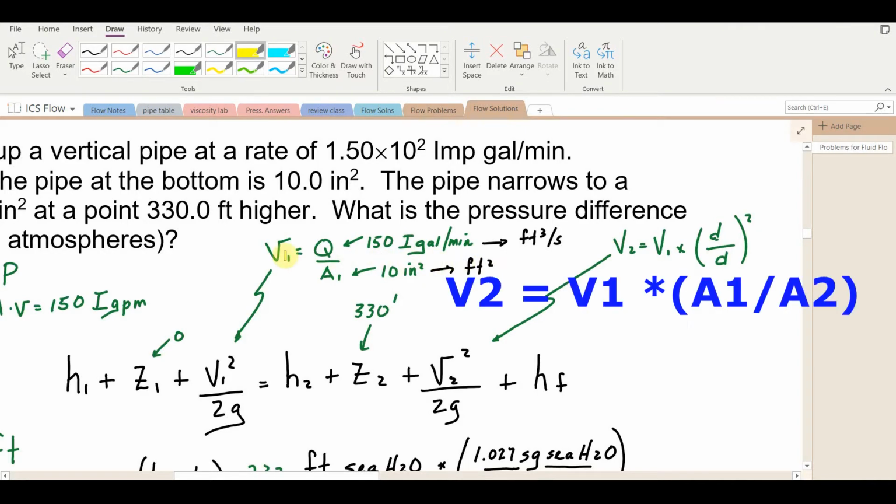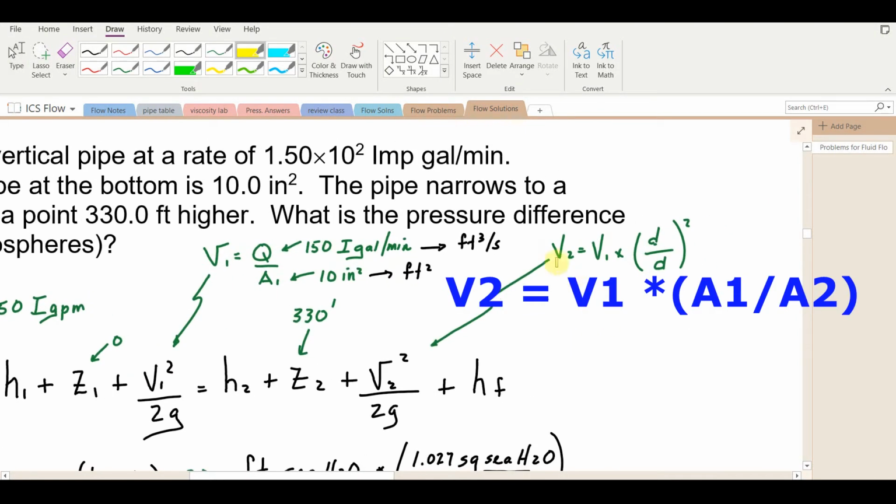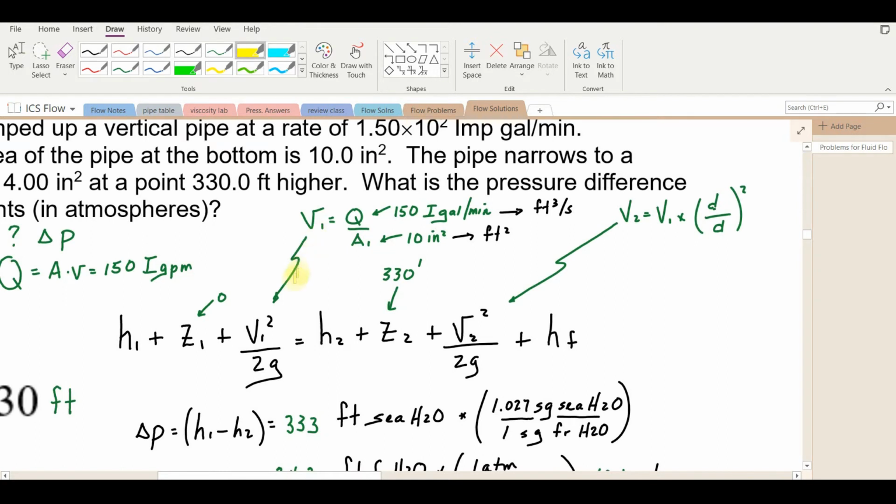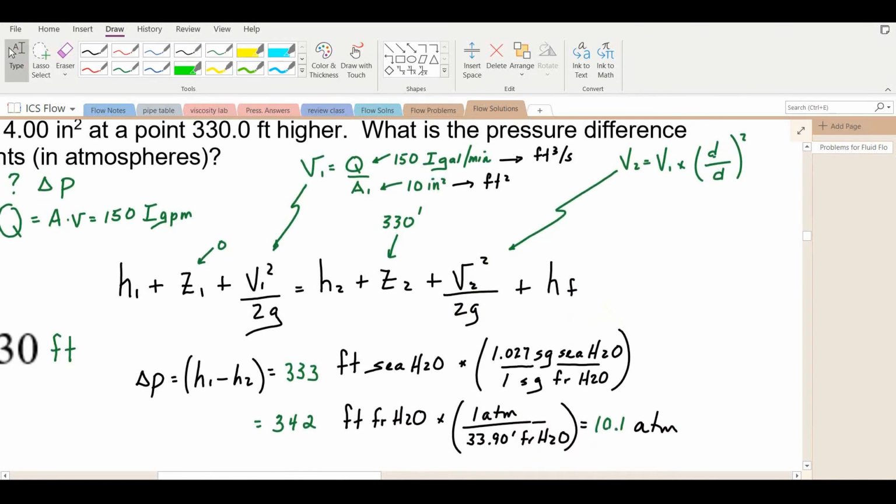Once you have V1, you can get V2 using the ratio of diameters. So V2 will be V1 times the ratio of diameters squared, keeping in mind that V2 will be larger than V1 because the area of the second part of pipe is smaller than that of the first. So you have your two velocity terms here, V1 squared over 2g, and here V2 squared over 2g. So that takes care of all your terms.